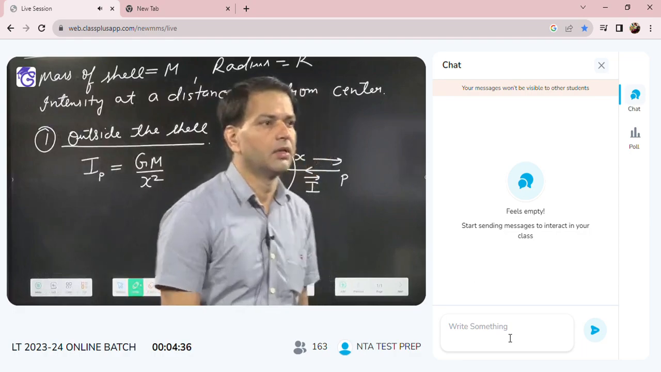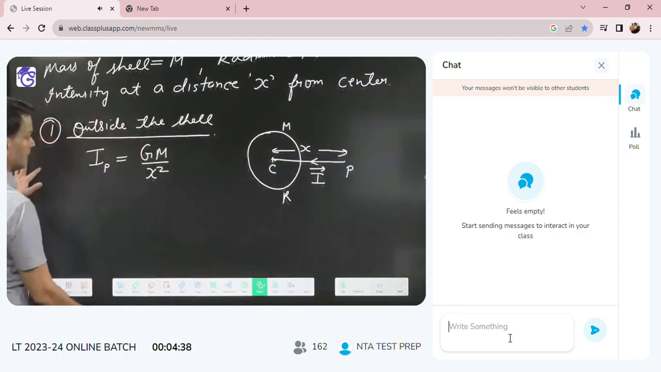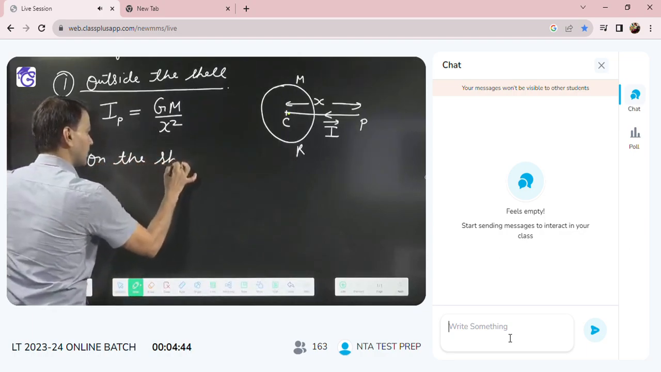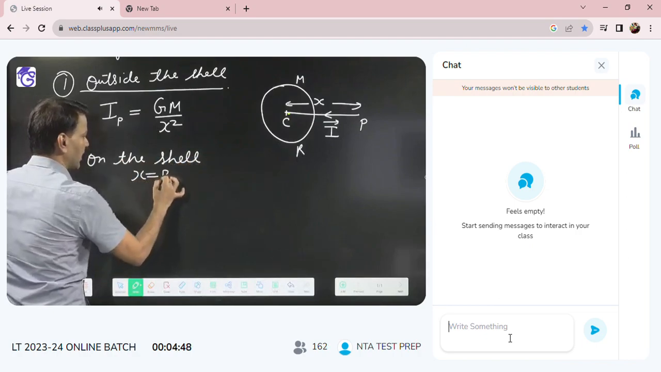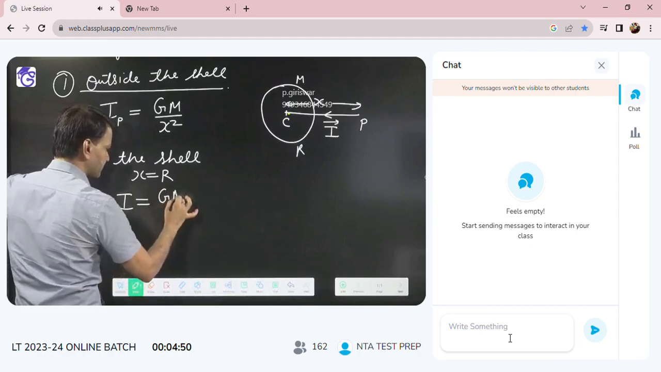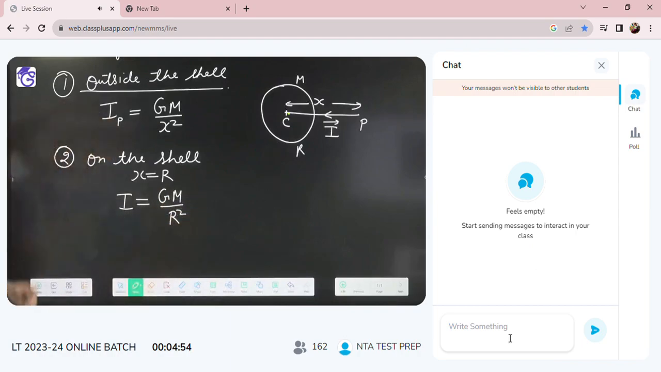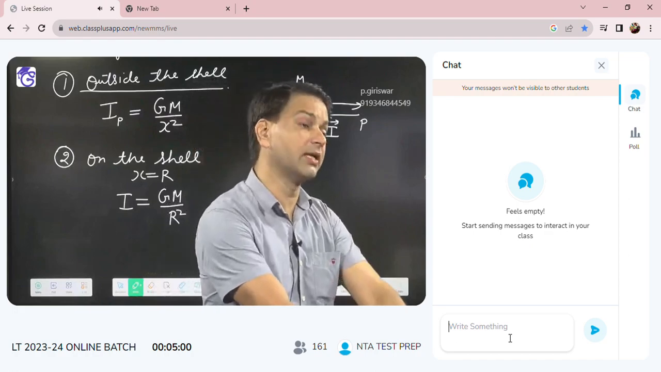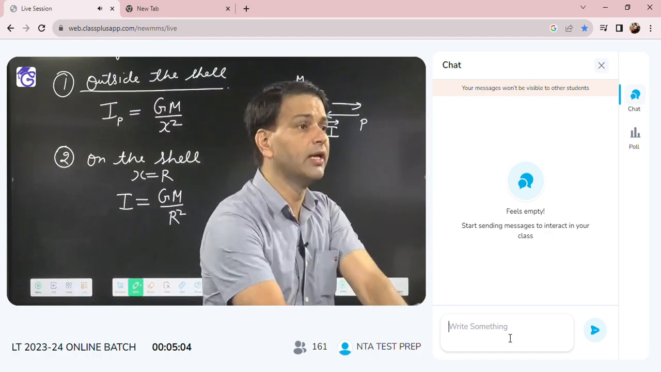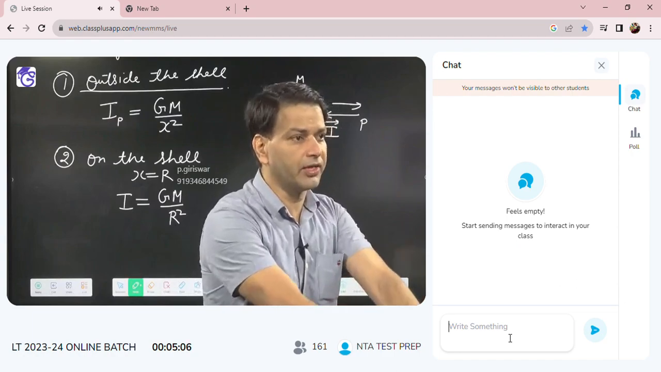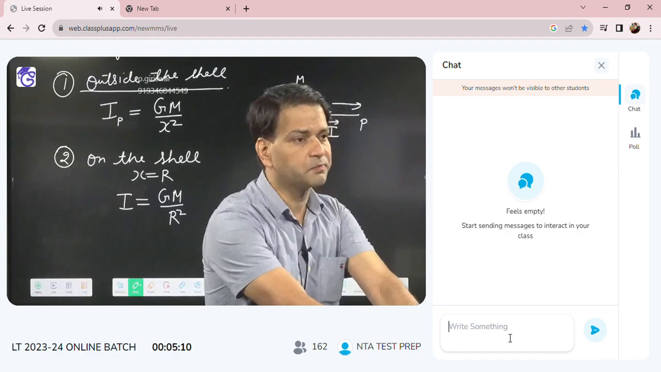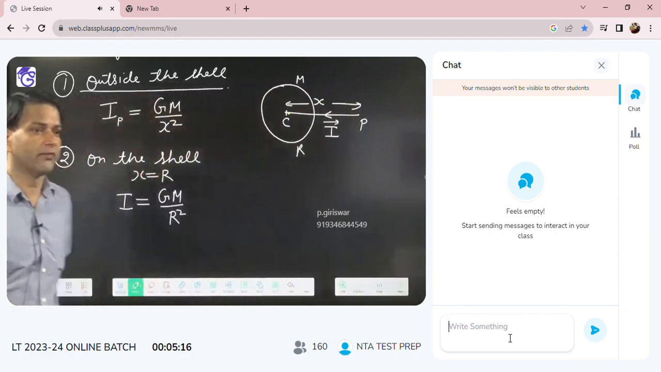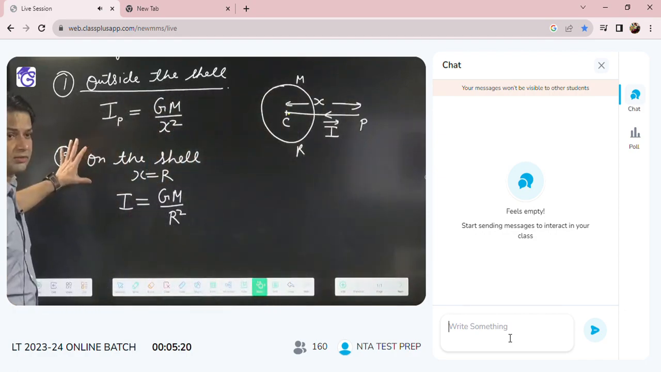Everybody got? Second, we can say on the shell. On the shell means x is equal to r. Then what intensity will we get? GM by r square. Okay, so outside and on the shell there is no problem, directly we can replace the spherical shell. Even for a solid sphere we will get the same result. But inside, the result is different. Inside the shell, intensity will be zero everywhere, not only at the center. So outside and on, everybody clear?